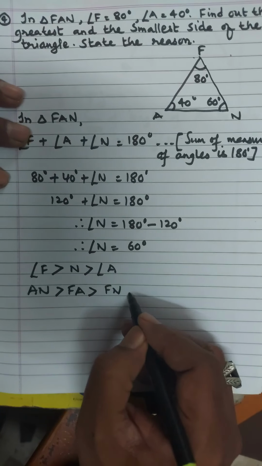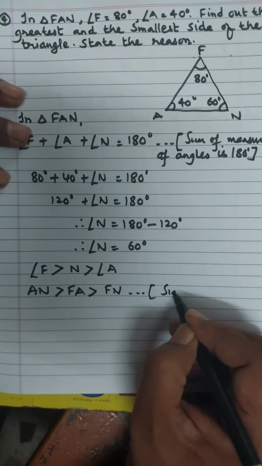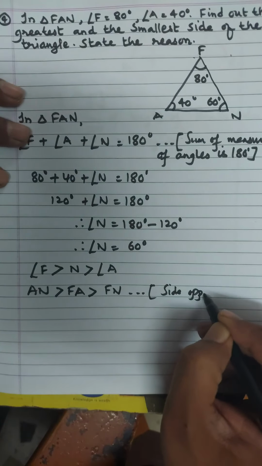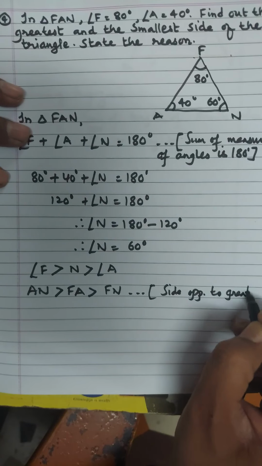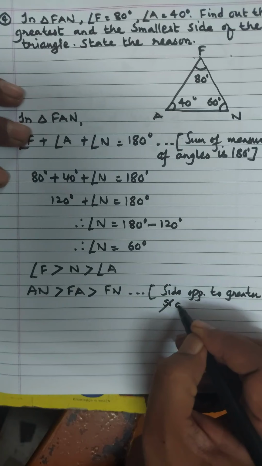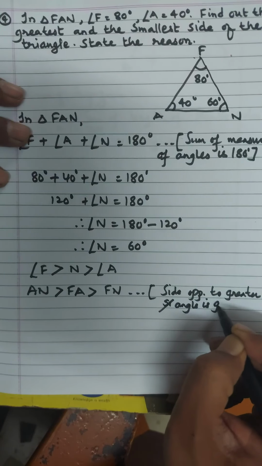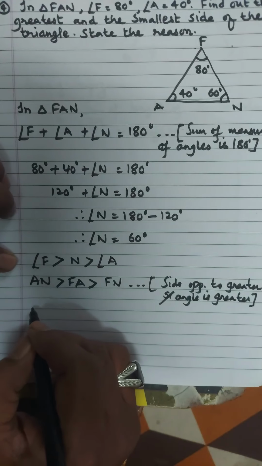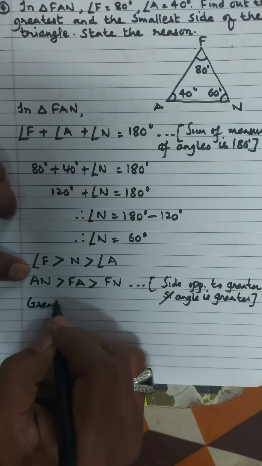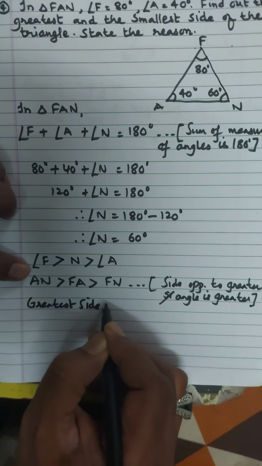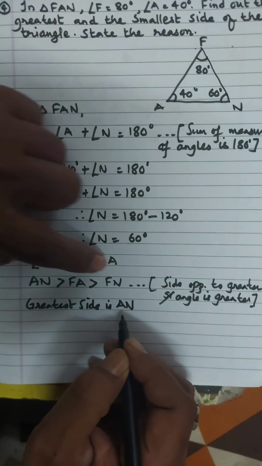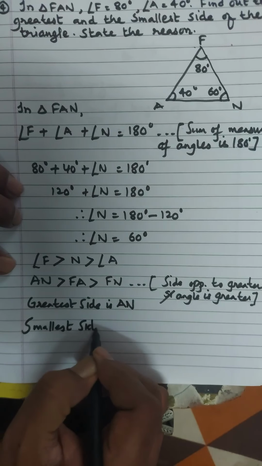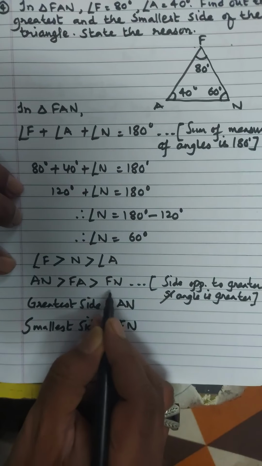So what is the reason behind that? We can write the reason also. Side opposite to greater angle is greater. So side opposite to greater angle, you can write it down, is greater. Bracket close. So AN is the greatest side. So greatest side is AN. And the smallest side is FN. So we need to write here, smallest side is FN. So it is very simple, very easy.